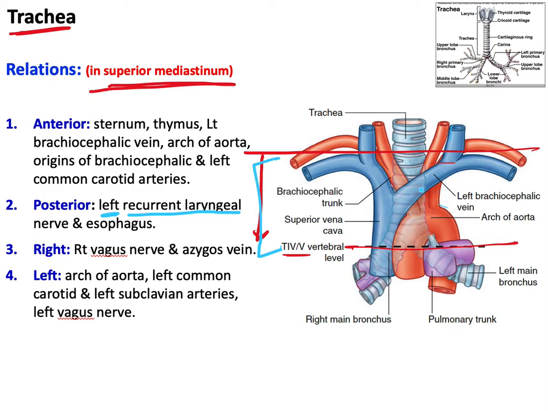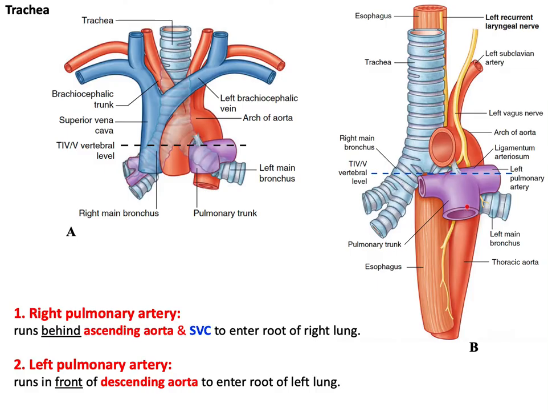Okay, I will use the red one. Laterally here on the left, you have the left vagus nerve and the arch of aorta. Look at it here, the arch of aorta, and to the left of it, the left common carotid and left subclavian, right? So these structures are to the left of the trachea in the superior mediastinum. It's also important in the exam.